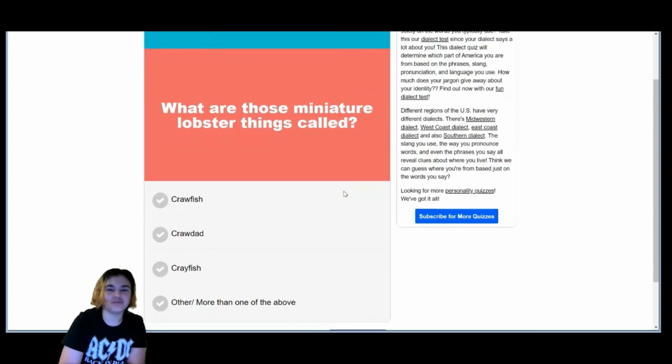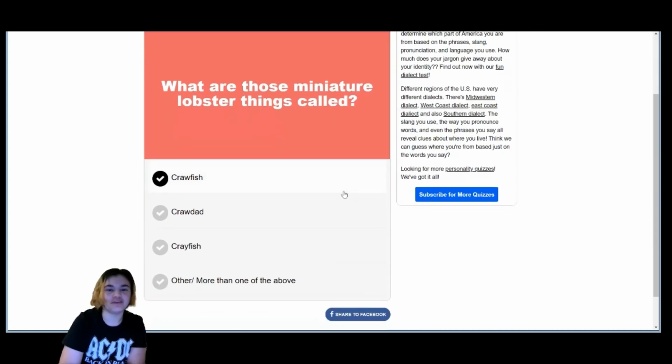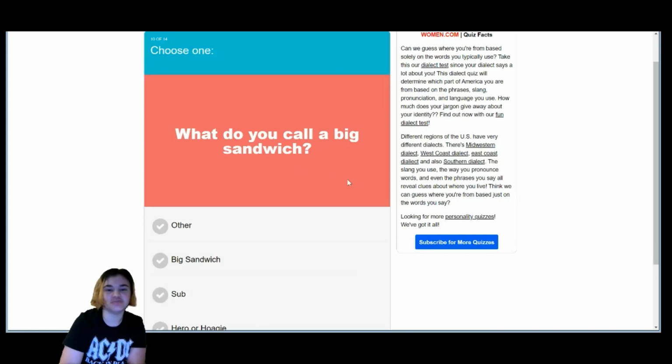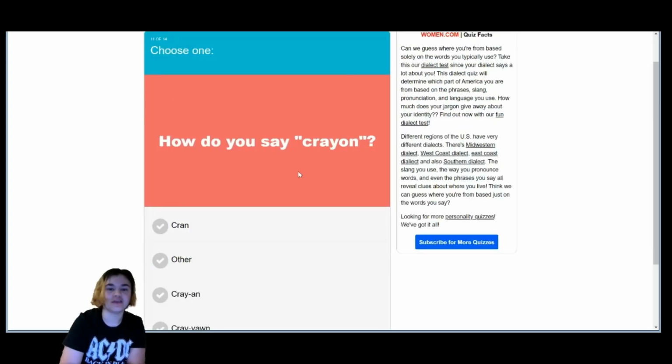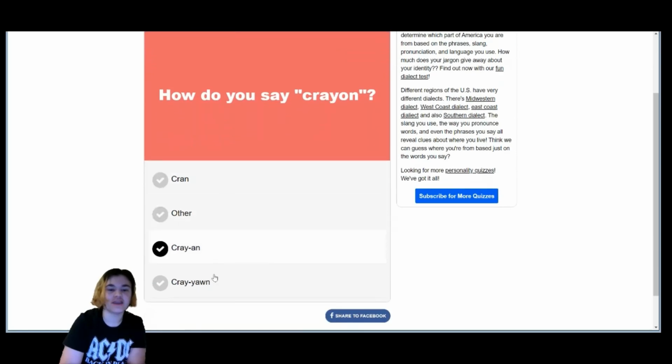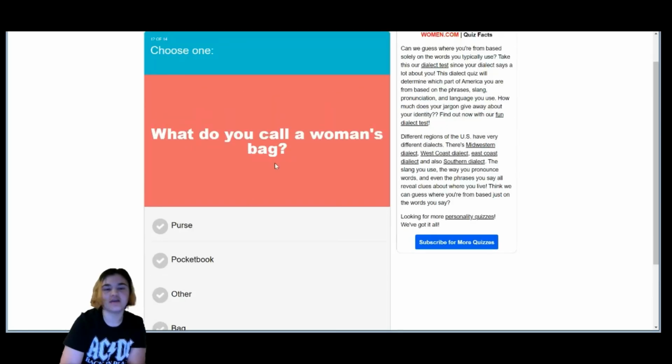What are the miniature lobster things called? That's a crawfish. Can also call them a crawdad or a crayfish. I call them interchangeably all of those things. How do you say crayon? Crayon, yeah. What do you call a woman's bag?